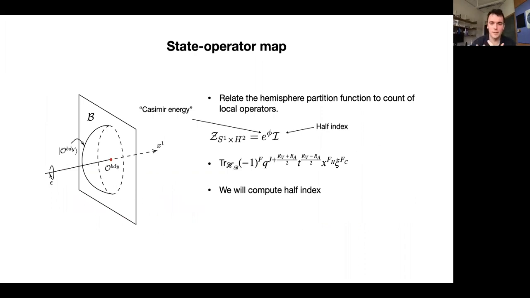So, in fact, I want to make the link to representation theory manifest. Instead of computing a hemisphere partition function, I'm going to count local operators inserted at the origin. And we expect there to be a state operator map between the partition function on the hemisphere and the count of local operators inserted at the origin of the boundary. Typically these two objects are related by some kind of Casimir energy term, and that's exactly what we're going to find in this talk. So the half index is the object that counts these operator insertions, and it just counts the operators graded by various symmetries in the theory.